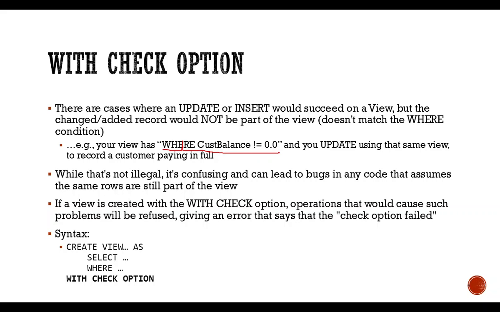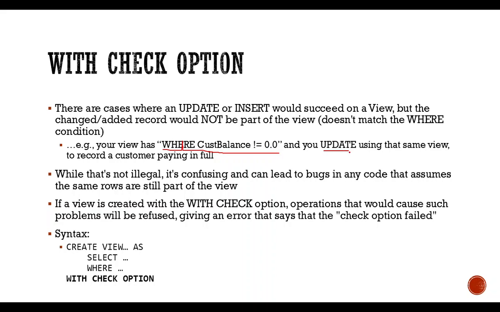So you have this view and you've looked at some customers, you're looking at that specific customer list using the view, and then you receive notice that a customer's made a payment. So you go and try to do an update saying, oh, I need to update the customer's balance, right? So you try to do an update and you try to make that customer pay in full. But wait a minute, your view had this clause that said where customer balance is not zero, and now you're changing the customer balance with an update statement using that view.